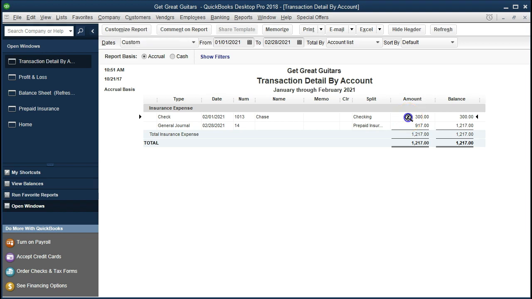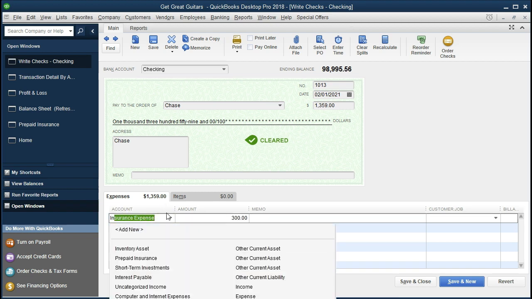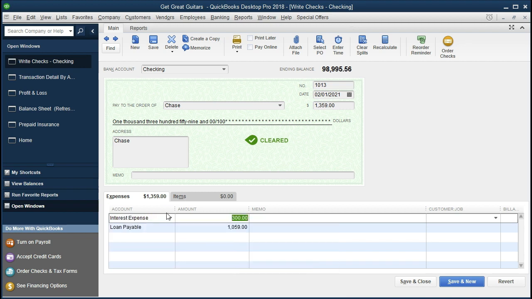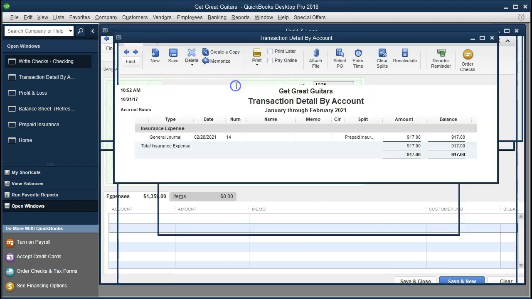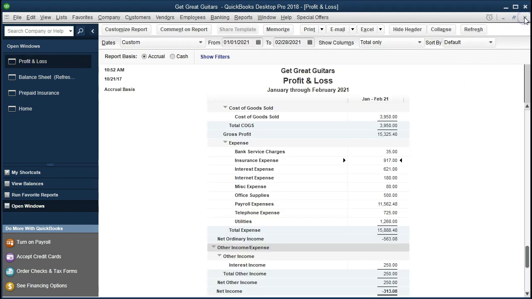So if we double click on these, there were two of them. This account went to insurance expense, and it should be going to interest expense. So typing that in, it should be interest expense. I'm just going to change that account and then say save and close. And there's the item now. So if we do that to the two items that are in there, then what we have done is move the expense account. Those two items should have been interest expense.